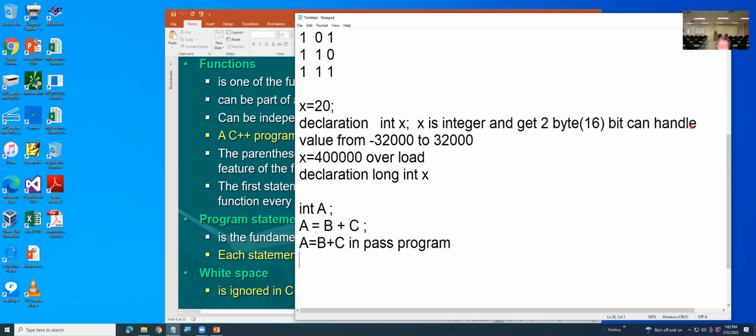However, in C++, they say ignore white space. You can type in A. You don't care how many spaces are in here. And you can say equal B. Okay, plus C. Okay, that will be fine. They're working. So that's a very good one.